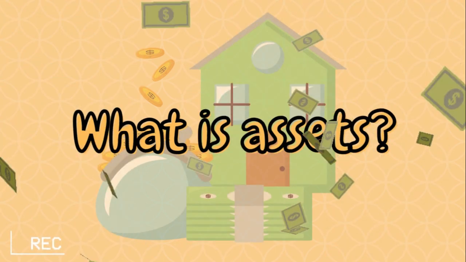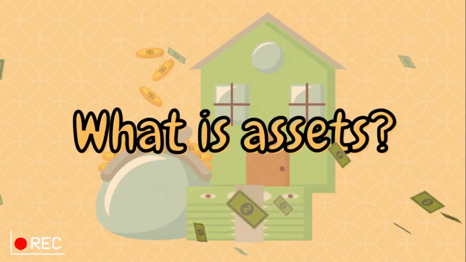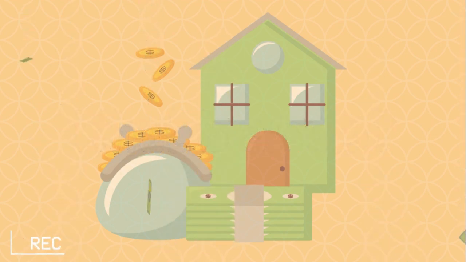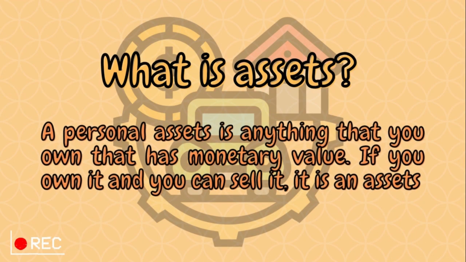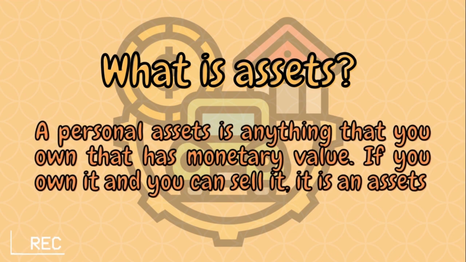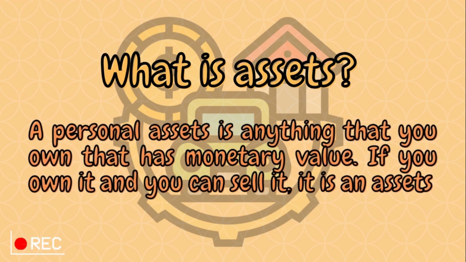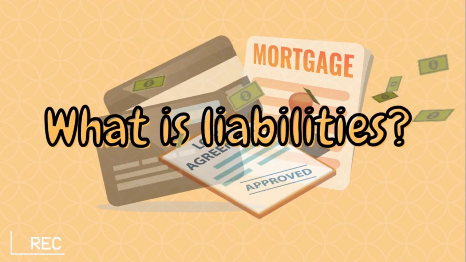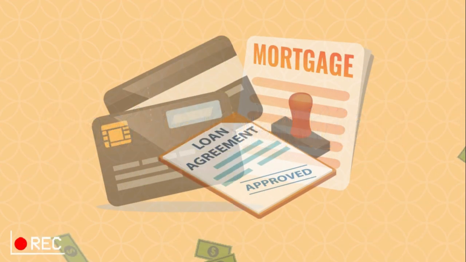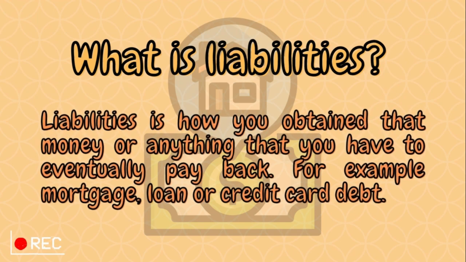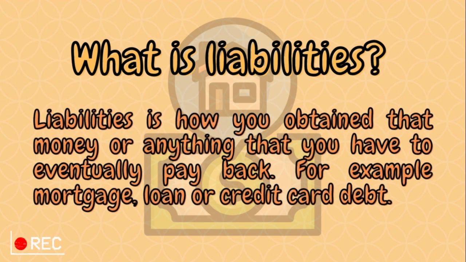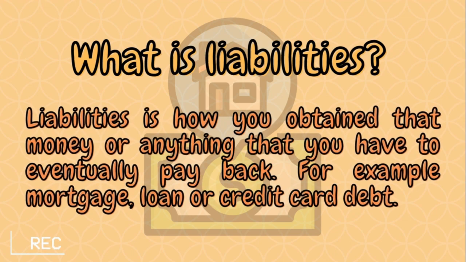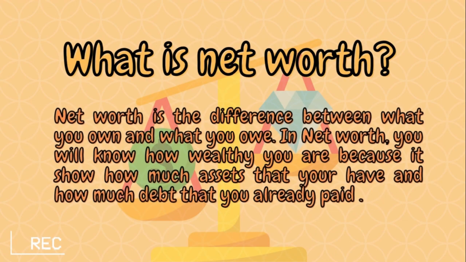What is an asset? A personal asset is what you have spent money on. Or it can be said, a personal asset is anything that you own that has monetary value. If you own it and you can sell it, then it's an asset. So what is a liability? Liability is how you obtained that money, or anything that you have to eventually pay back, for example a mortgage, loan, or credit card debt.